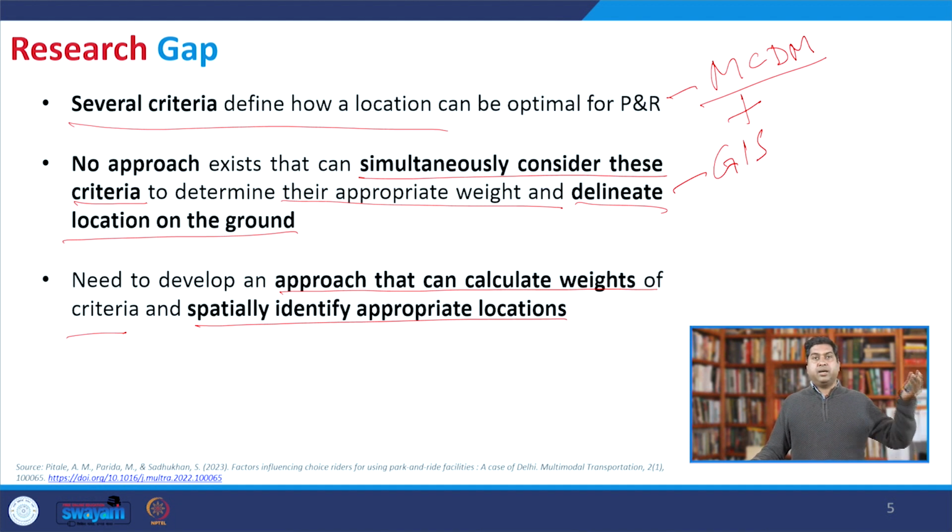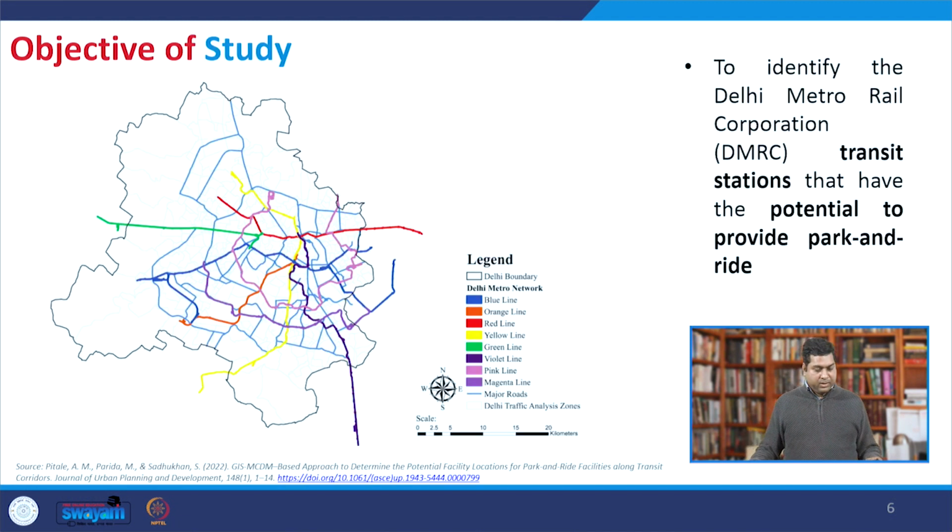consider the criteria weight, which is derived from expert opinion, and then also a score-based approach to identify the potential location for park and ride. That was the overall task.